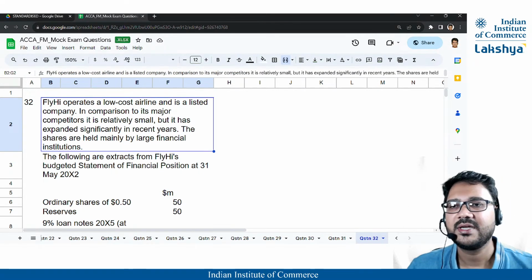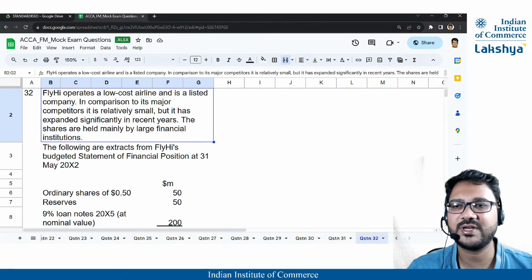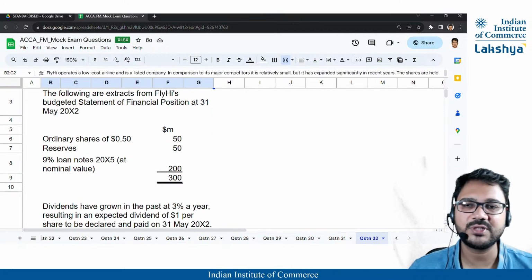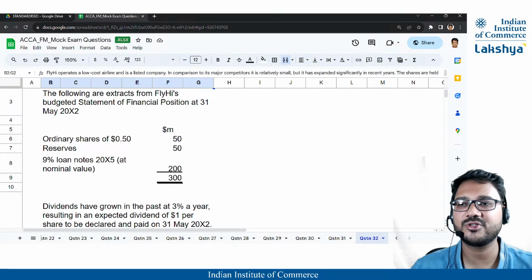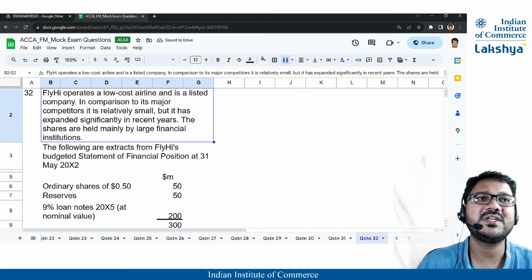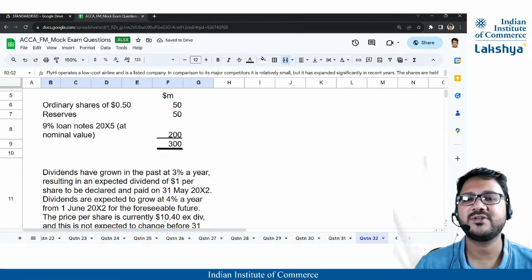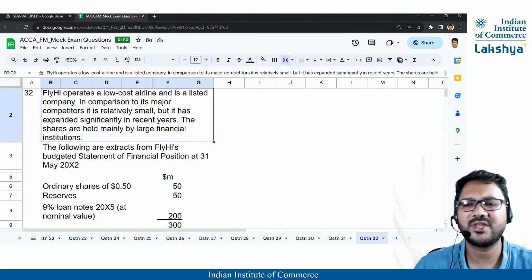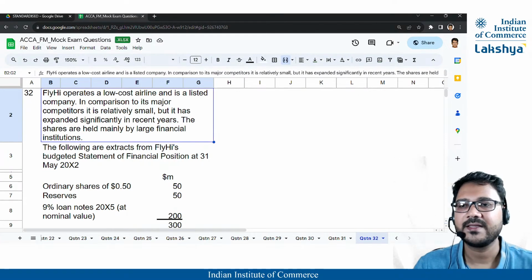Let's read. Fly High operates a low-cost airline and is a listed company. In comparison to its major competitors, it is relatively small, but it has expanded significantly in recent years. The shares are held mainly by large financial institutions. Due to lack of time, I am not going to write a financial summary of it. You can write it if need be. We'll just directly do the calculations over here, without formatting or anything.